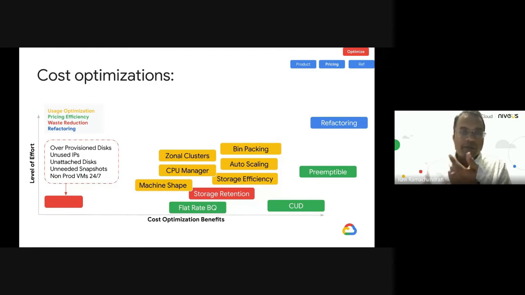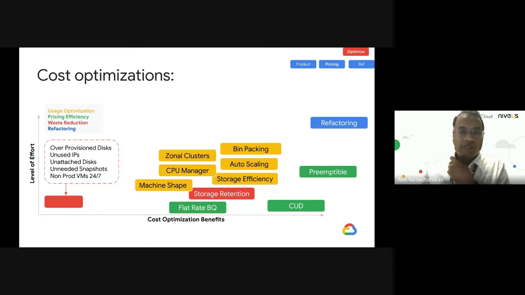So that's the journey. Now, since we have spoken about all the various possibilities, we put together the optimization all in one: the product, the pricing, and the refactor. The customers may begin with the red ones, which is waste reduction: switching off VMs on weekends if not usable, and switching off public IPs, which are a chargeable component, when not used. All of them are easy and can show a quick impact on cost reduction, shown on the extreme left.